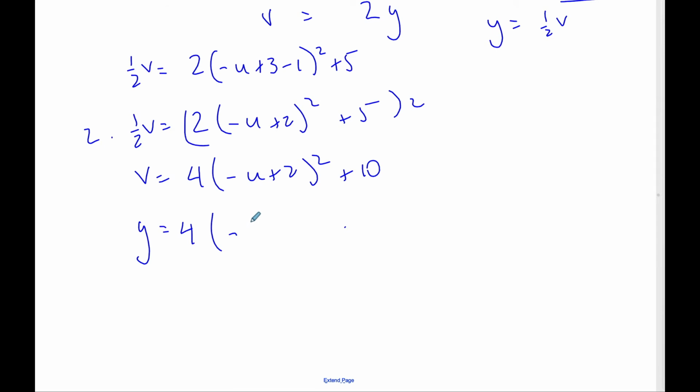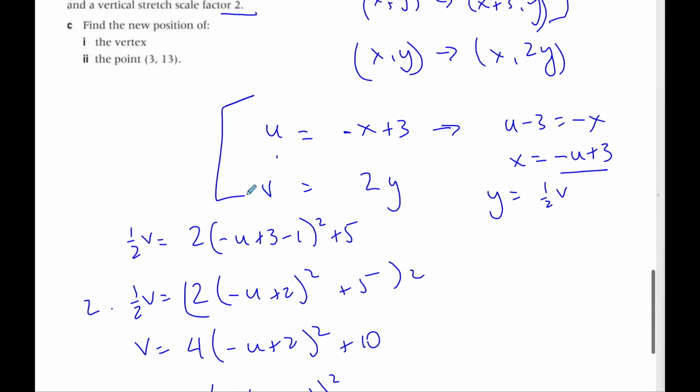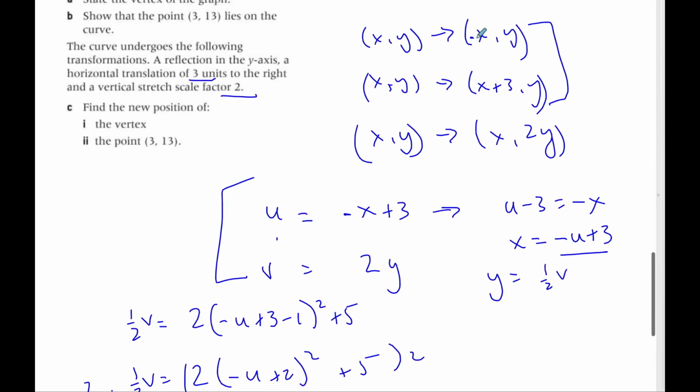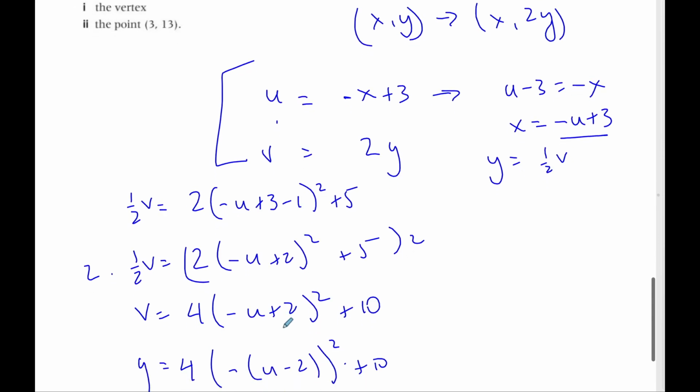I'm going to factor out a negative from there, which changes the signs of the inside. And then when I take the negative out of the parentheses, I square it, it becomes positive. So y is equal to 4 times x minus 2 squared plus 10, because u is actually x. And so using this idea of the transformations of changing u and v, you deal with the x values and you deal with the y values separately, and you transform the coordinates and you do a substitution.